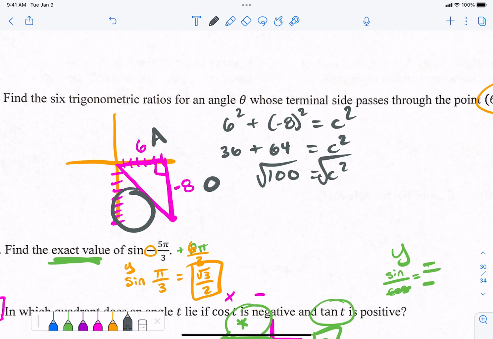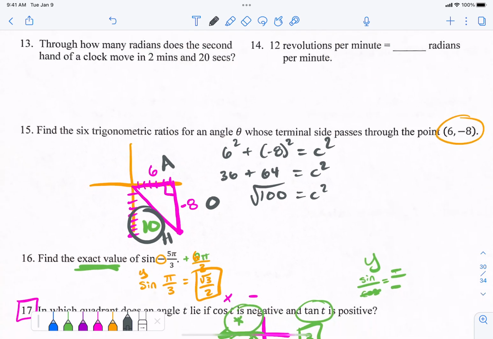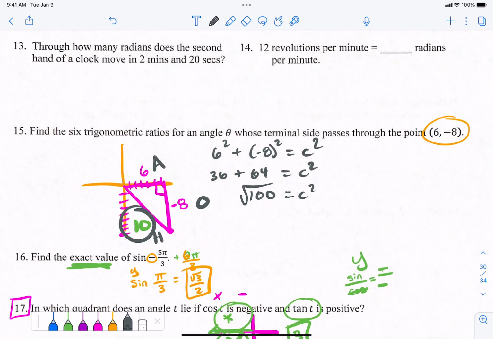It's a 3, 4, 5. Libby says this is a 3, 4, 5 right triangle. A 6, 8, 10 is the same thing as a 3, 4, 5, just multiplied by 2. Now question: is the 10 positive or negative? It's always positive for the hypotenuse. So this is H. Now we find all the ratios: sine of theta, cosine of theta, tangent of theta.